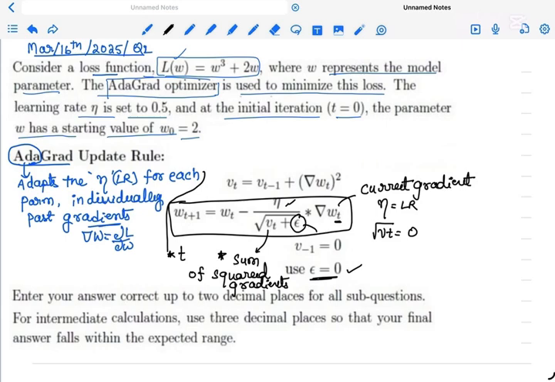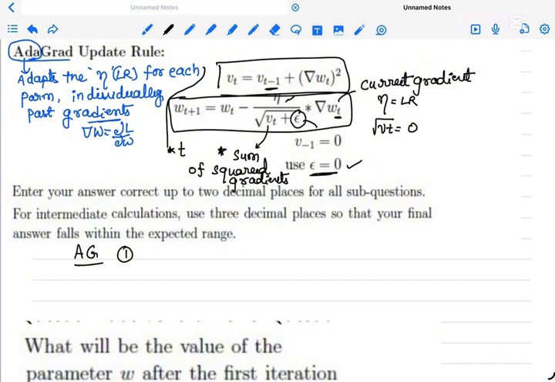How do we calculate vt? Using the above formula, vt equals vt minus 1, that is its past value, plus the squared gradient. It is mainly used for sparse data. Sparse data means more zeros when compared to the number of ones. Adagrad uses the past gradients.